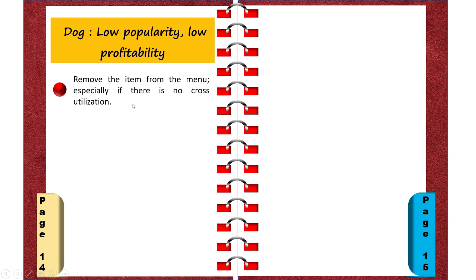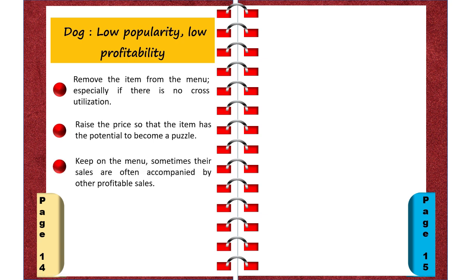Straightaway, very simple, remove the item from the menu, especially if there is no cross utilization. So you can easily remove it from the menu. That is one. Another one is to raise the price so that the item has the potential to become a puzzle. So profitability will be higher if you raise the price. That can also be done to make it a puzzle from the dog.